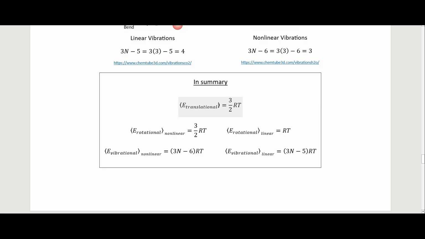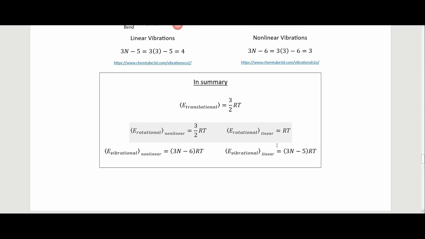So in summary of everything we've talked about so far, the translational energy will be this 3/2 times RT. The rotational energy for a nonlinear molecule will be 3/2 RT, and the rotational energy for a linear will be RT. Since when it's linear, there are only two axes, and so instead of 3, there would be 2/2, which just ends up being RT. For vibrational, if we have a nonlinear molecule, then it's 3n minus 6 RT, and if it's linear, then it's 3n minus 5 RT.